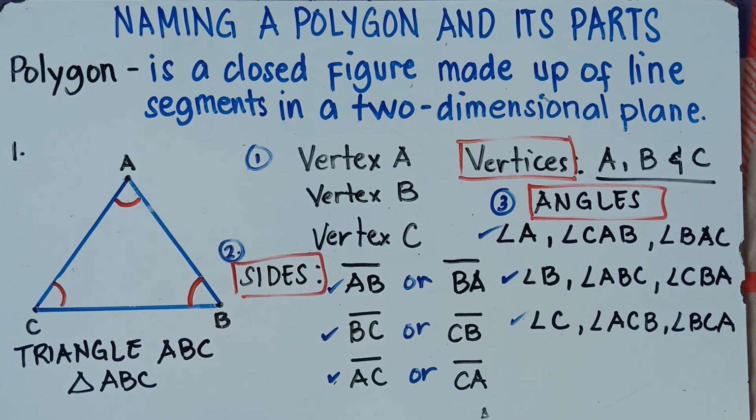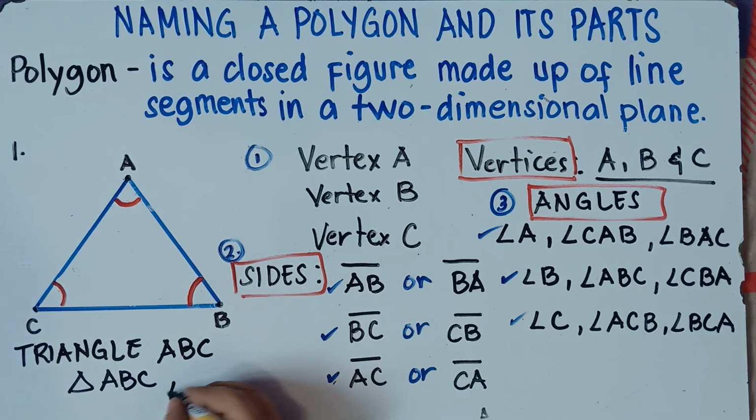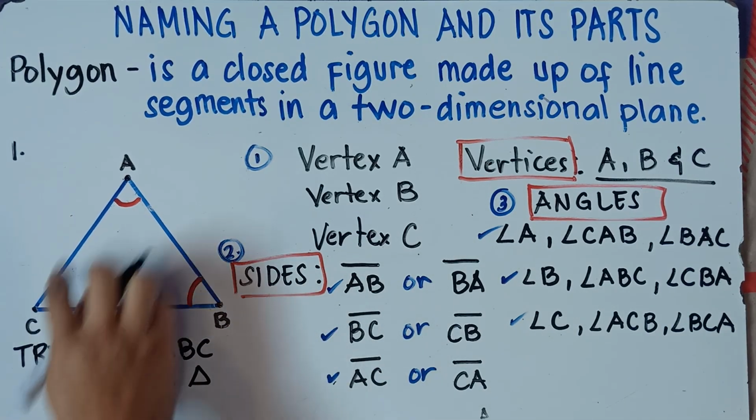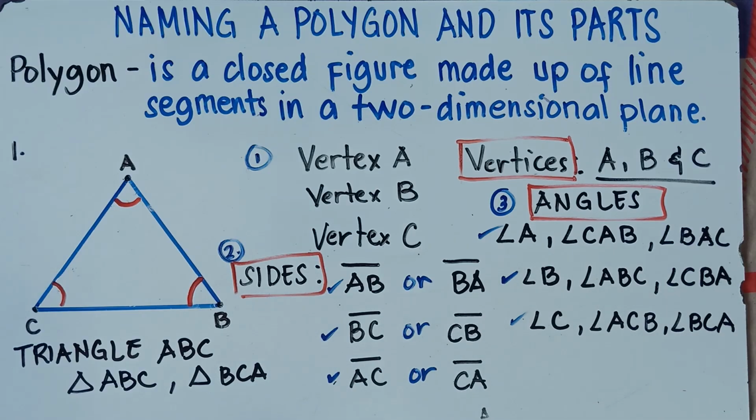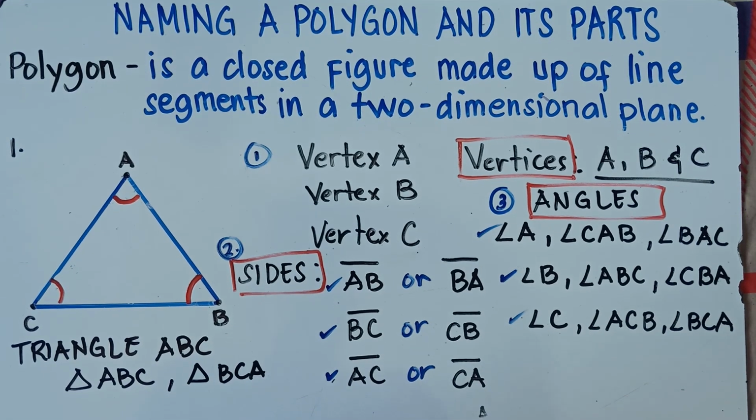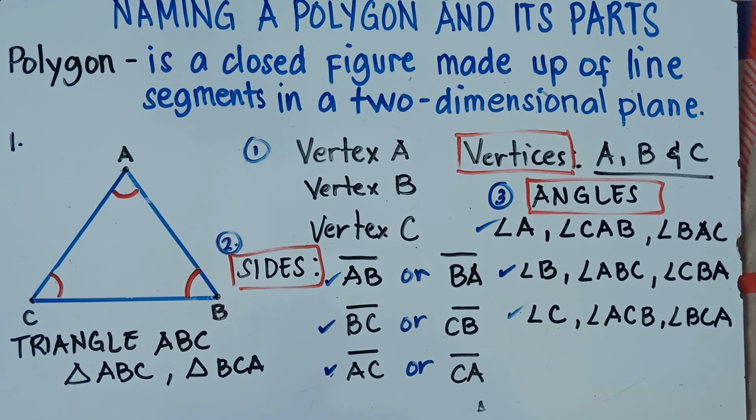Question, sir: can we read this one as triangle BCA? Is this consecutive vertices? Yup. You can read this one, class, triangle BCA. Just make sure it is consecutive vertices. What else, class? Can we read this one as triangle CAB? Yup, we can read that one, triangle CAB.